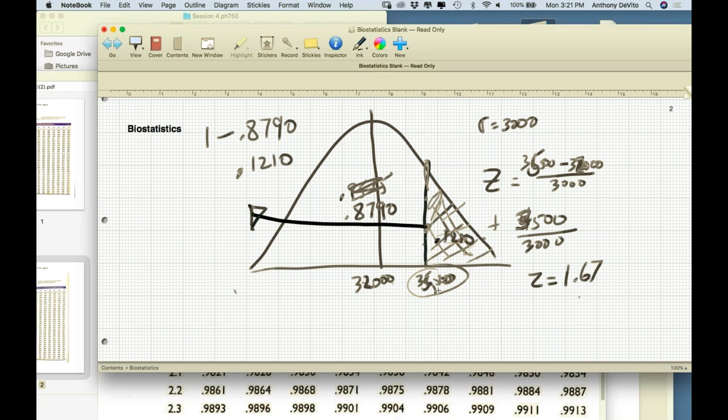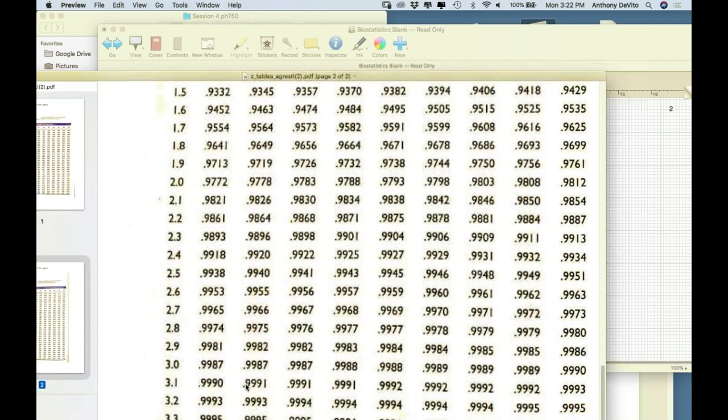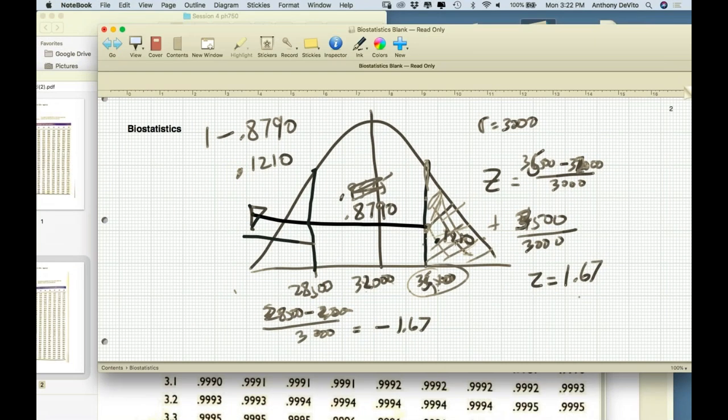Now, what if instead of 35,500 it had been 3,500 less than this? That would be 28,500. That would have been 28,500 minus 32,000, over 3,000, equal to negative 1.17. And if I had asked you what percentage of teachers make less than that, you would have gone to this table and said negative 1.17. I'm making the same mistake over and over again here.